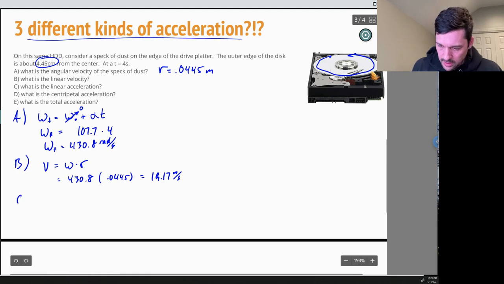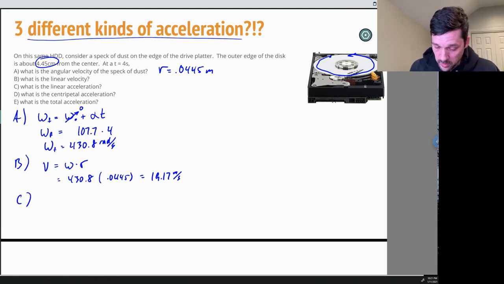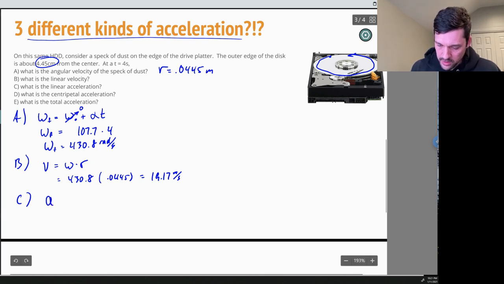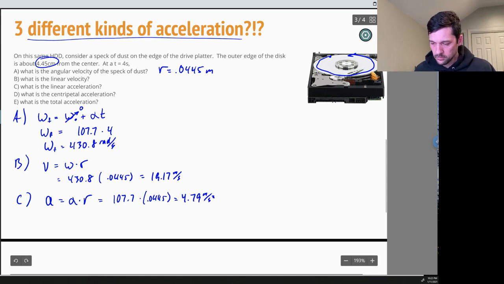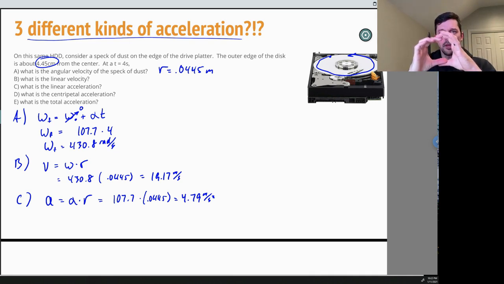All right, now, part C, what is the linear acceleration? Well, again, we're going to repeat what we did, sort of. The linear acceleration is the angular acceleration times the radius. The linear acceleration is going to be 107.7 times that radius, which is 0.0445, for a linear acceleration of 4.79 meters per second squared, which actually seems kind of small. Like it's not picking up linear speed that much, but partly that's because it's a relatively small object. It's only this big. It's not picking up that much linear speed each second because, compared to, I don't know, the tire of a car or something much larger, it just doesn't have far to go.